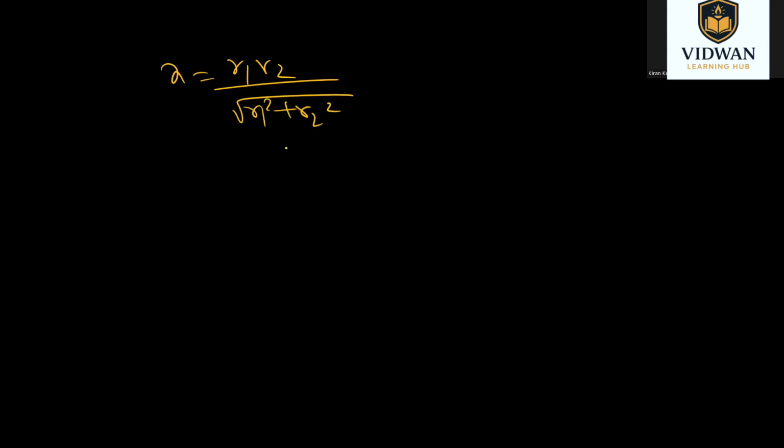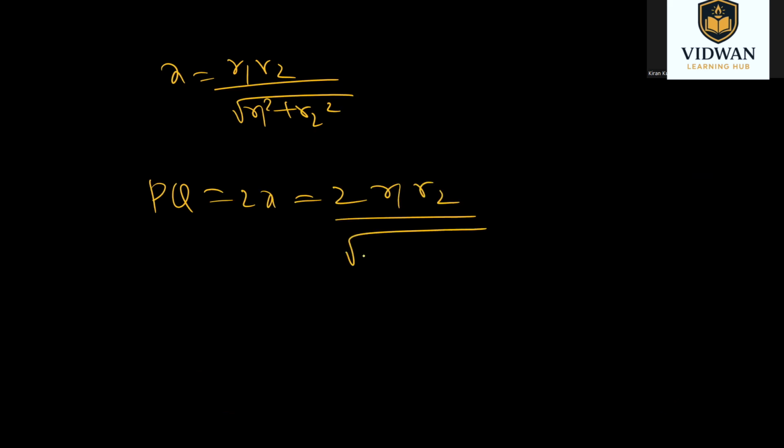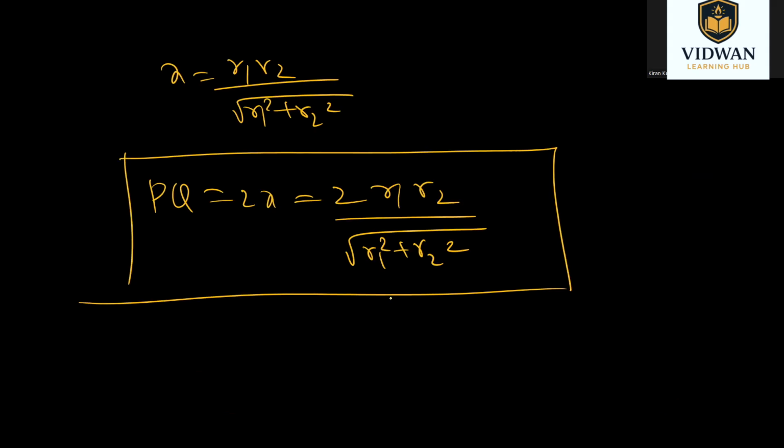The value of X that you get will be R1 R2 by root of R1 square plus R2 square when you simplify that above result. And the length of the common chord will be 2X, which is given by 2 R1 R2 by root of R1 square plus R2 square. So if two circles of radius R1 and R2 are orthogonal, the common chord of that has a length given by this formula. You can remember this as a direct, standard result.